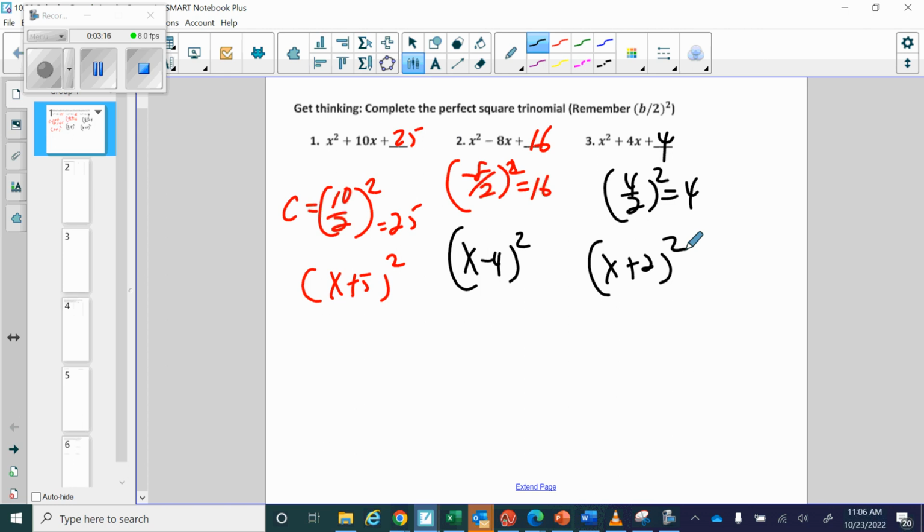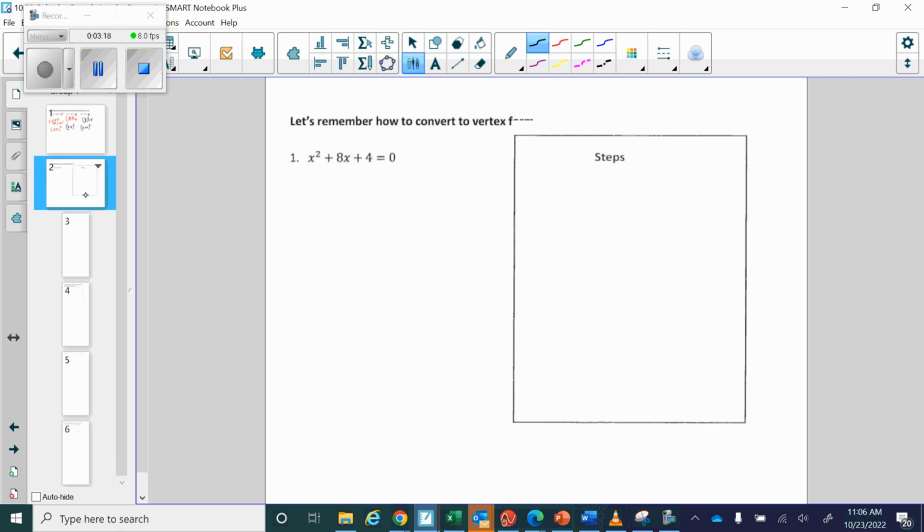So let's look at completing the square now, but we're going to try and write this in vertex form. To do that, we're going to go back to the steps again. First, this is our C value. If I divide 8 by 2 and square it, it does not equal 4. So that's not a perfect square trinomial.